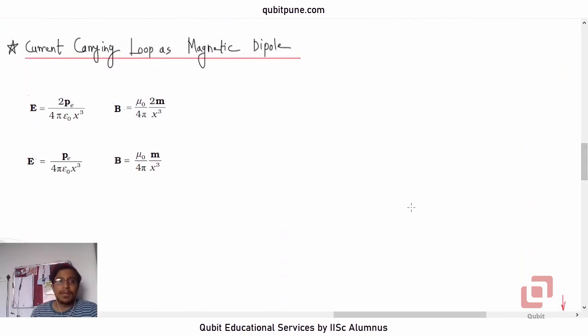Now, by comparing the expressions of the electric dipole, which expressions? The electric fields created by an electric dipole at a point on its axis and at a point on its equatorial plane.